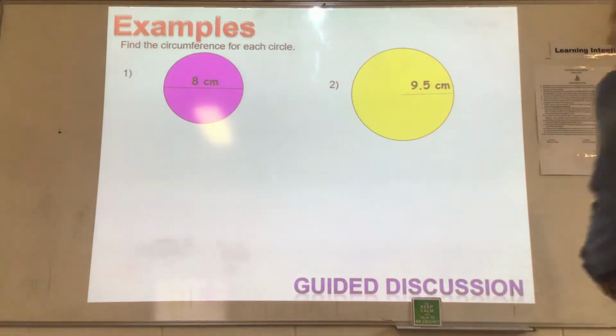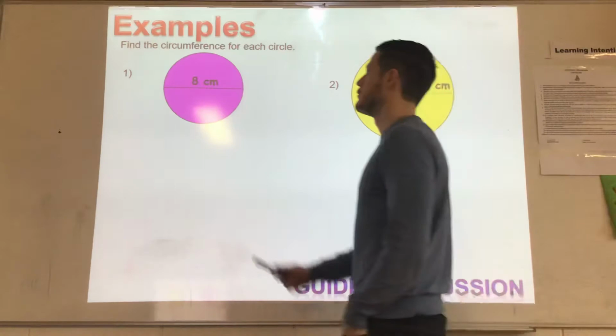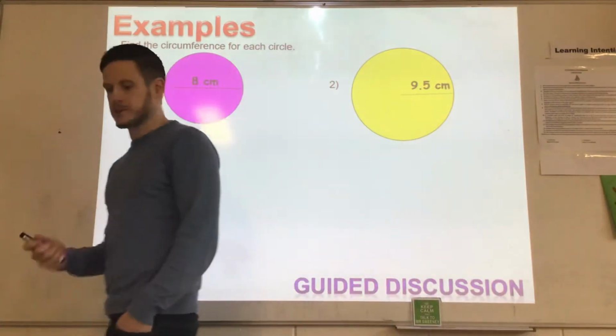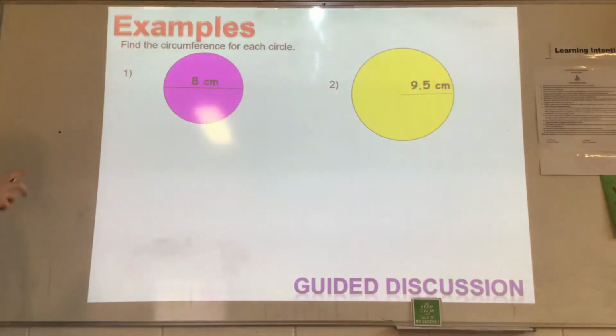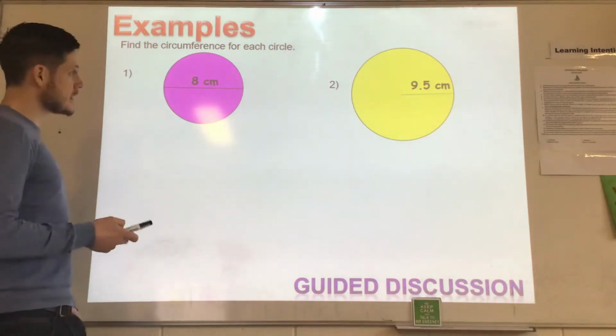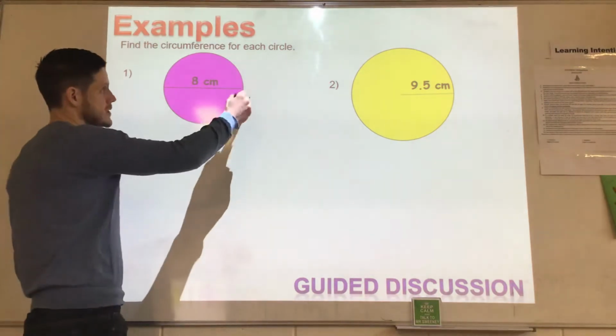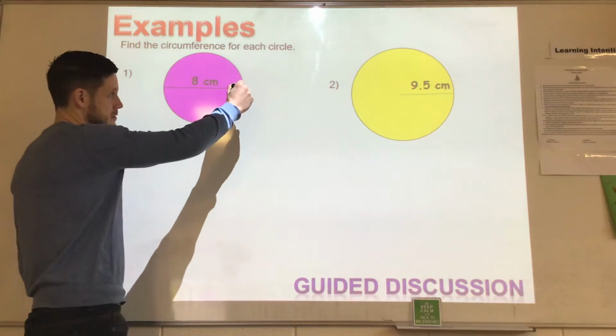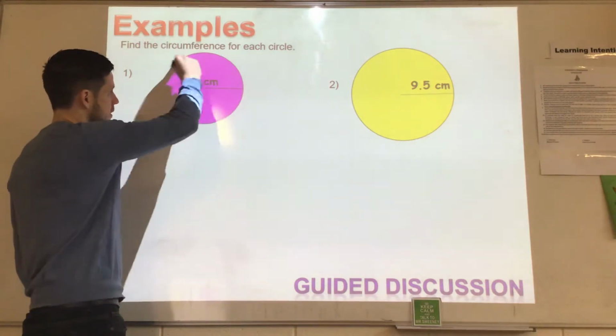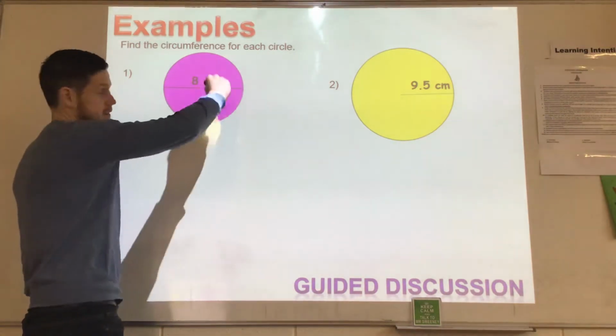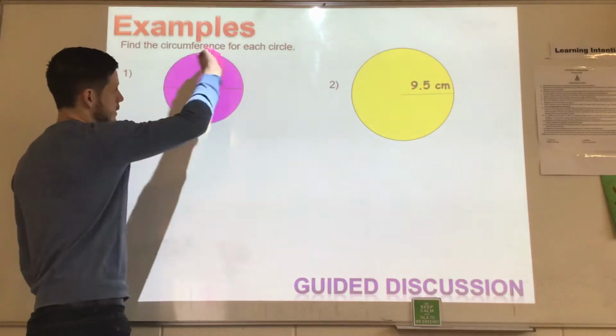Hey guys, so what we're going to do now is look at the circumference of the circle. We spent the last two classes doing the area. We're going to make it a little bit more, not more difficult, but the other option is to find the circumference. So circumference is all about the outside. Imagine I stood here and I walked around the outside of the circle. The area is the inside, the circumference is the outside.